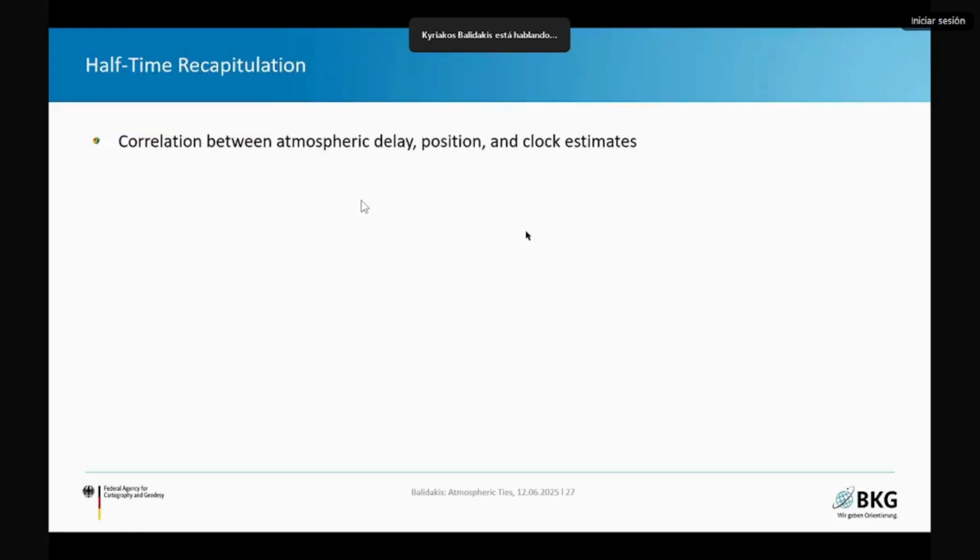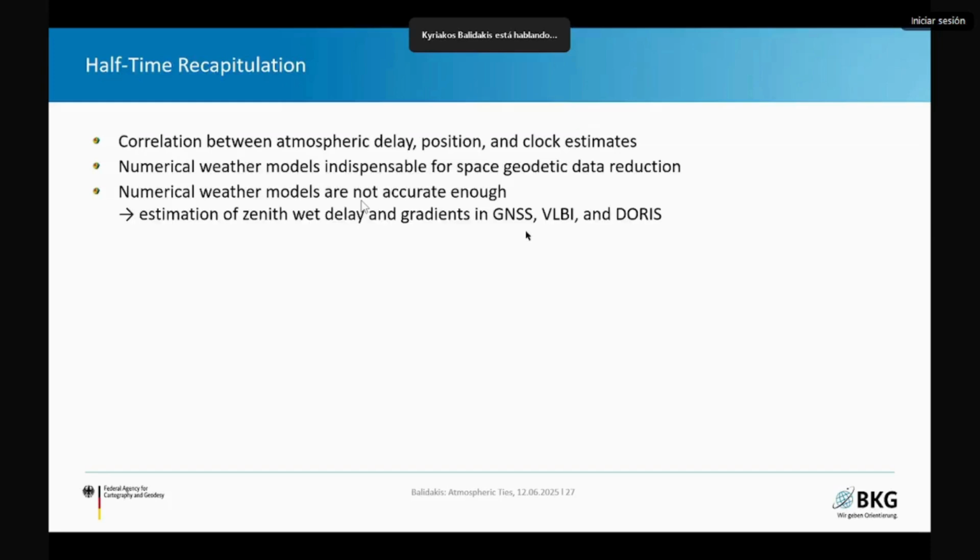So far we said why studying the atmospheric delay is very relevant for space geodesy, because there is a correlation between the delay, the position, and the clock. Numerical weather models we established are indispensable for the reduction of space geodetic data, but they are not accurate enough, and that's why we need to estimate zenith delays and gradients while processing GNSS, VLBI and SLR data.